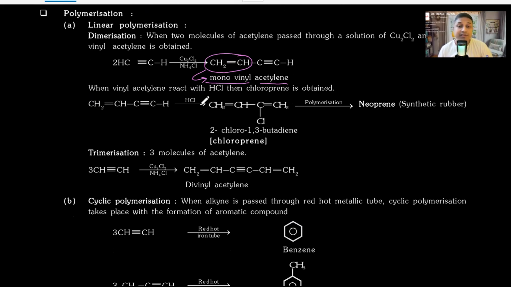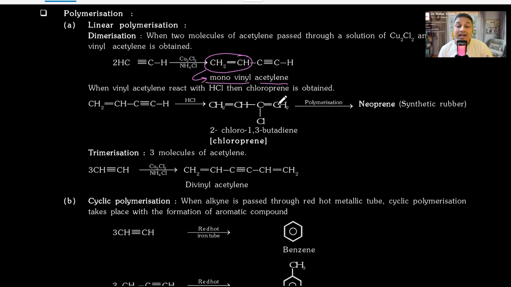Further, if you treat it with hydrochloric acid, what will happen? Chlorine will substitute one of the triple bonds and will join there. Which type of reaction is happening here? When HCl is coming close by, which type of reaction is happening? Electrophilic addition. Yes or no? Cl coming here, H plus going on the terminal carbon. Yes, electrophilic addition is happening.